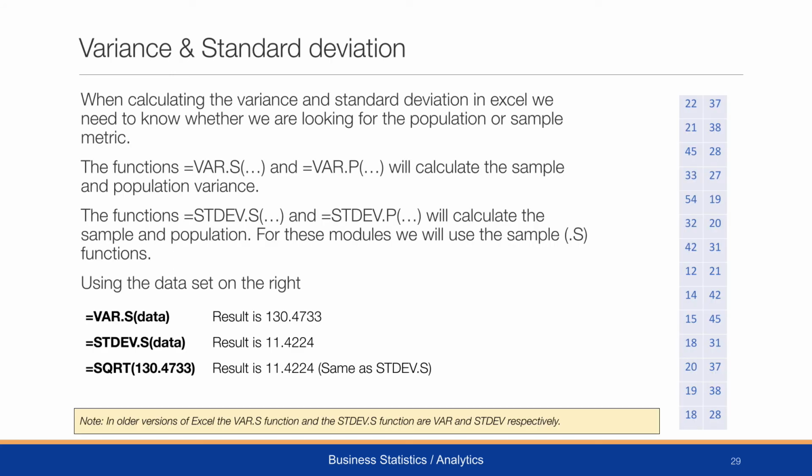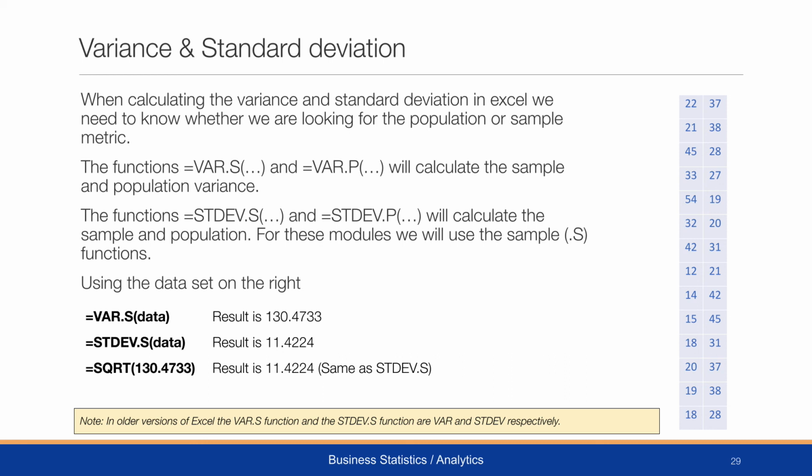When calculating the variance and standard deviation in Excel, we just need to know whether we're looking for a population or a sample. So we have some data here to the right. I've consolidated them into 2 columns. This is really one data set, but they're all consolidated. So it's just 1 column of data, but I had to represent it as 2 for the presentation. The functions VAR.S and VAR.P will calculate the sample and population variance. And the functions STDEV.S and STDEV.P will calculate the sample and population standard deviations. For these modules, we'll use the sample functions pretty much exclusively.